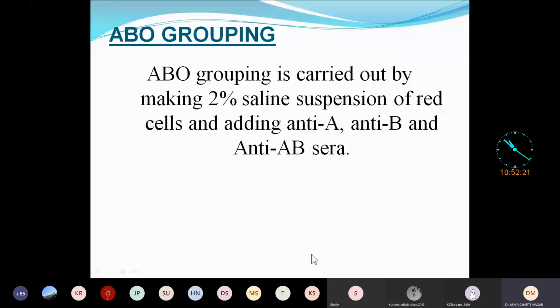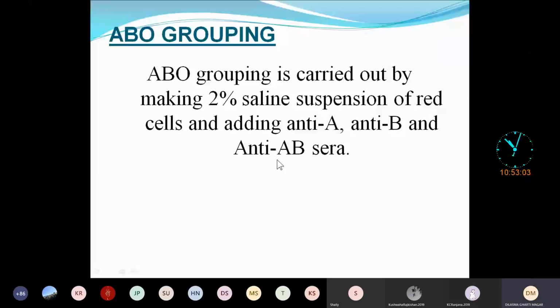Now we'll do ABO blood grouping. For performing ABO grouping, we want to identify the blood group of that person. ABO grouping is carried out by making a 2% saline suspension of the red cells and adding anti-A, anti-B, and anti-AB sera. So here we make the saline suspension of the red cells, and then we add anti-A, anti-B, and anti-AB sera.